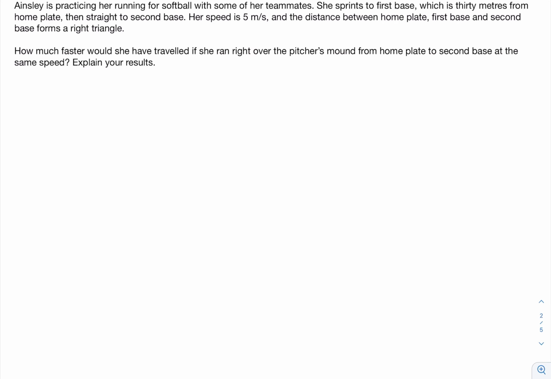Okay, so before we look at all these crazy words and pieces of information, let's draw this out. So she's on home plate right here. Let me just kind of imagine this baseball diamond. So Ainsley's on home plate. She's practicing running for softball. So if we have first base here, I'll just draw it as a square. And we have, I'll draw it all the same distance here. And we have second base here. They're telling us that the distance from here to here and from here to here, I didn't draw it to scale, actually, I'll draw it a little bit better.